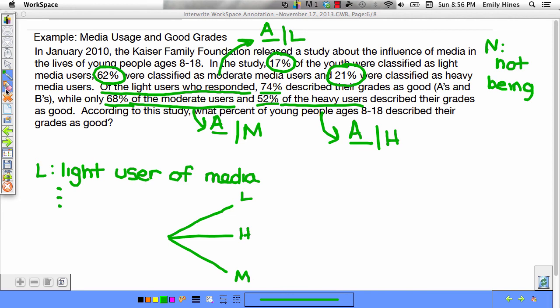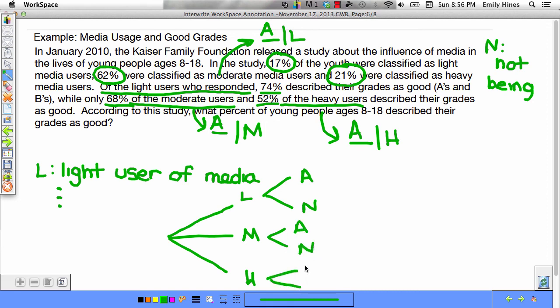And I guess I should put these in kind of the order. So light, moderate, heavy. And in each one, they can either have good grades or not so good grades. Okay, so while this is not a sequence of events, it is kind of when one thing is dependent on something else.